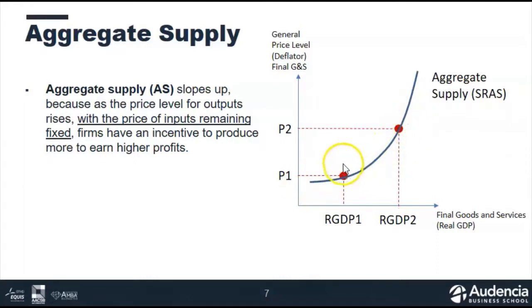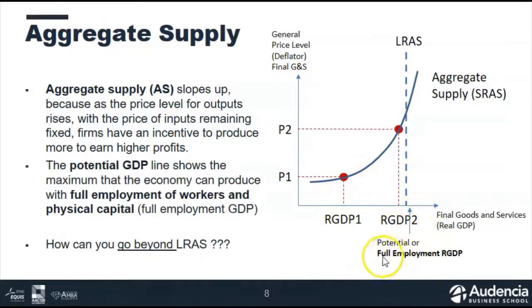This relationship is relatively flat at low levels of production. If prices go up, companies want to produce quite a bit more, but even if we increase price a lot, at some point we can't go much further. So it becomes quite vertical in the end, and relatively horizontal at the lower end. And why do we have this limit? Because we have this idea of potential or full employment real GDP. There's a limit on how much we can make.